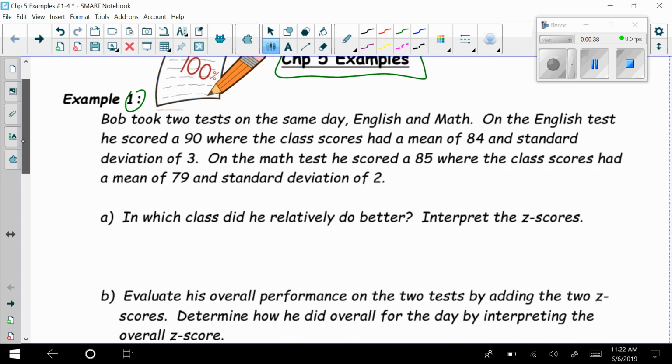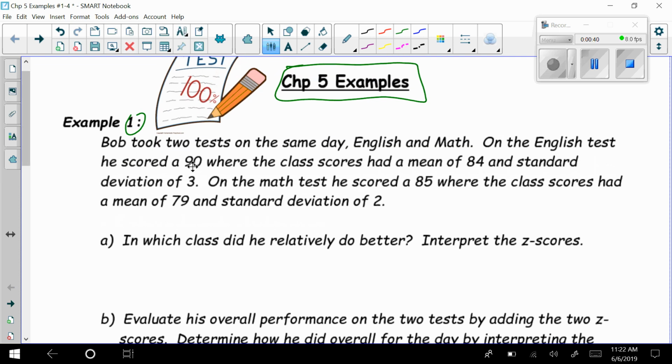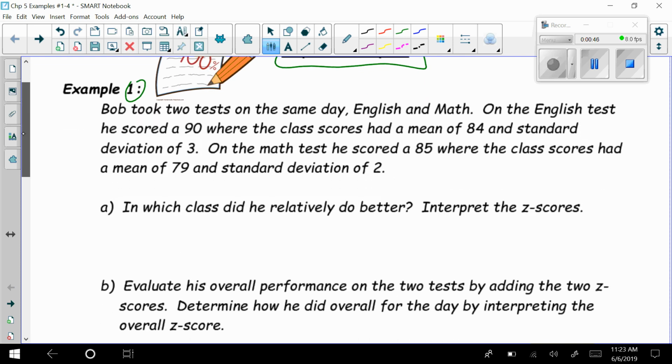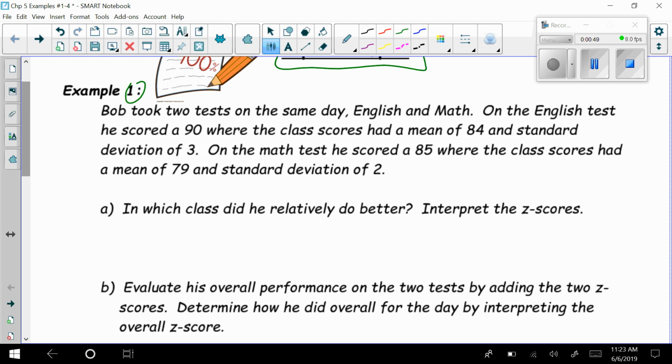Okay, because clearly he scored better on the English test compared to the math straight up, right? 90 versus 85. But if we're comparing him to his classmates, these are 2 different types of things. So it says, in which class did he do relatively better? Interpret the z-scores. This actually helps you out because it says to make a z-score. In general, you have to make a z-score if you're going to compare 2 pieces of data in separate samples, okay, which each class is a sample here.